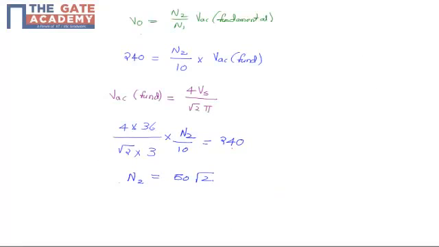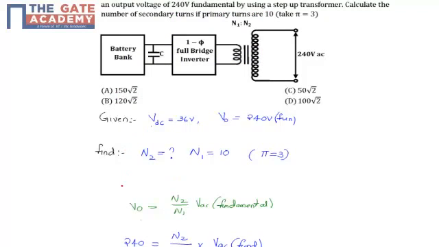The formula to calculate the output voltage is V0 equals N2 by N1 into VAC, that is the fundamental. In order to find the value of N2, this is the relation. To calculate N2, first we will calculate the value of VAC, the fundamental.